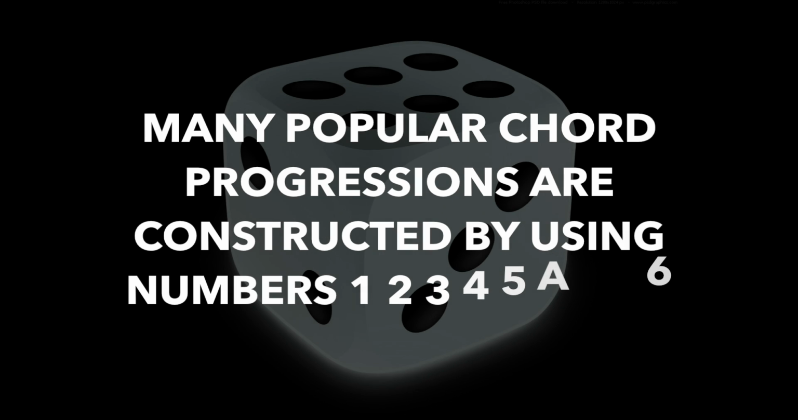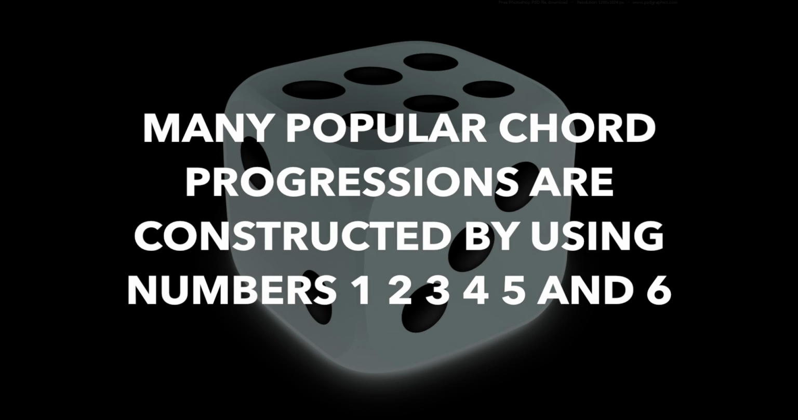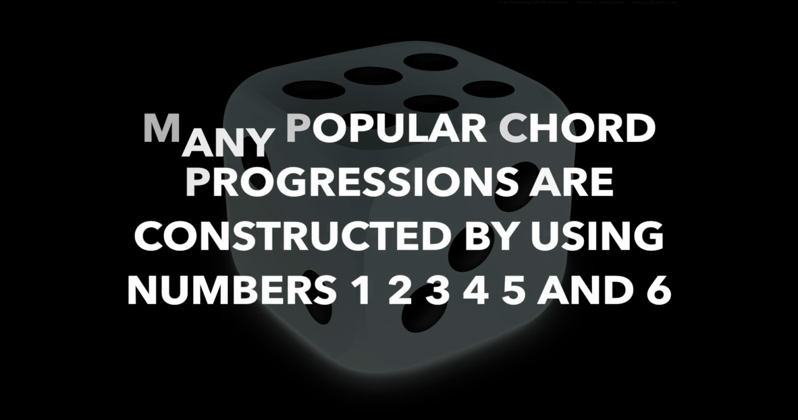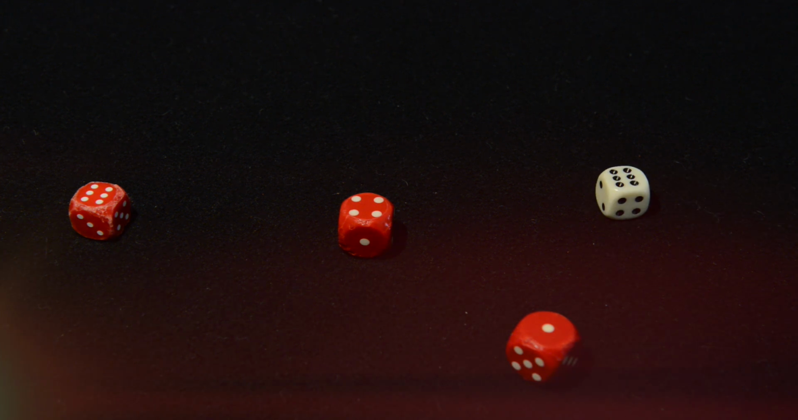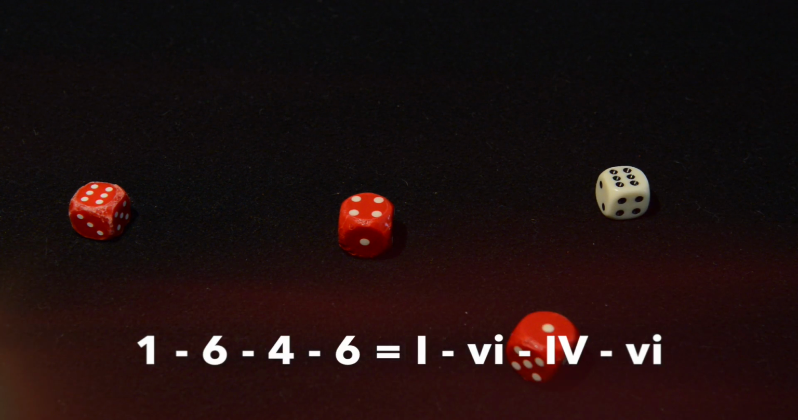Many of the most popular songs are based on chord progressions which could be constructed by using just the numbers of 1 to 6, which you will find on the sides of a dice. Let's throw some numbers. The numbers thrown by each dice will form the numeric order of the chord progression. Here we have 1-6-4-6. Let's look at how this works on the keyboard.